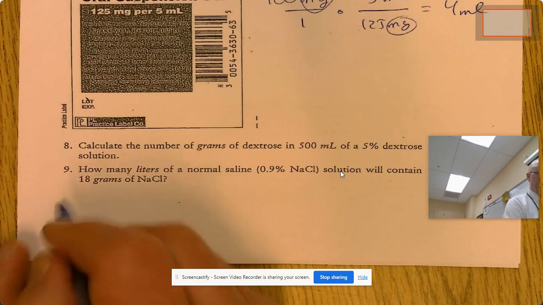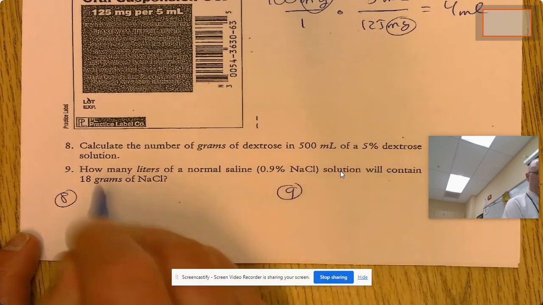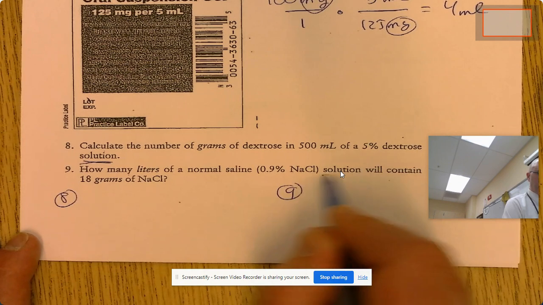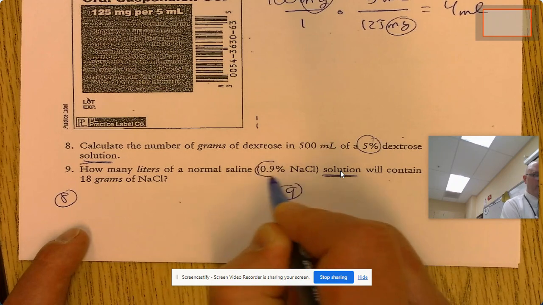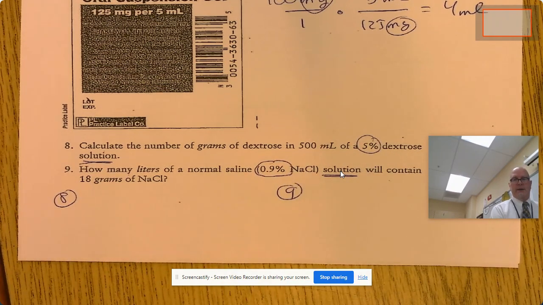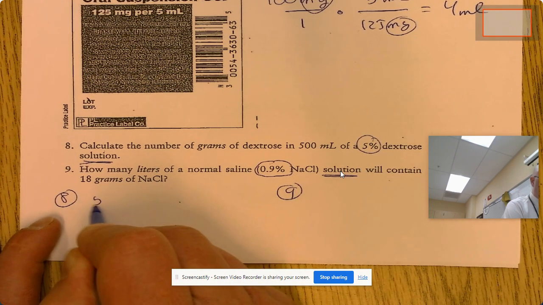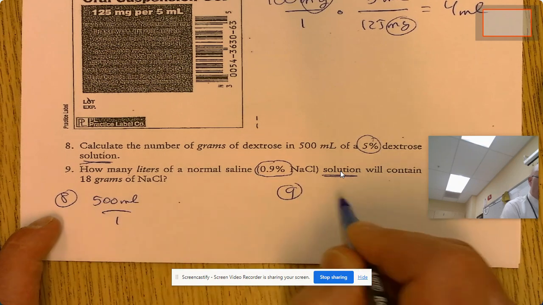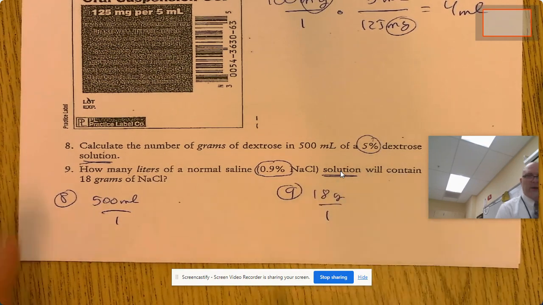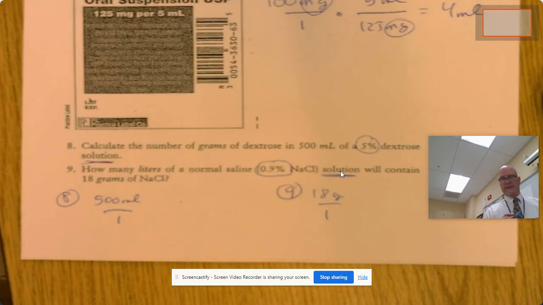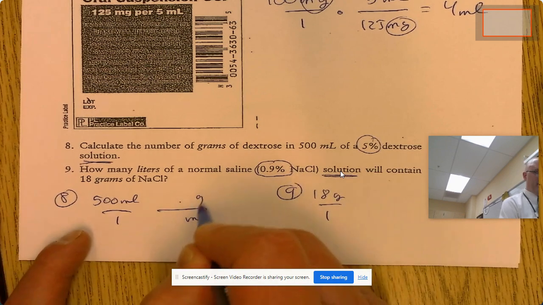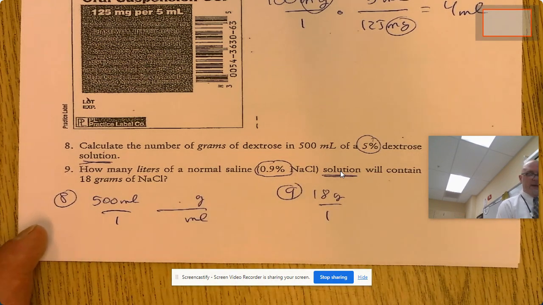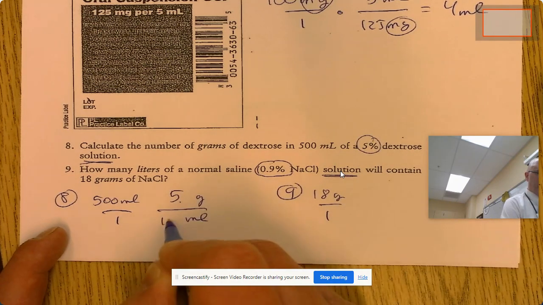Number 8 and number 9, our last two for this video. Number 8 and number 9 are all about solutions. Again, the solutions. So I have to start thinking. I have a 5% solution. I have a 0.9% sodium solution. Okay? So 500 mLs starts me off over 1, and 18 grams starts me off over 1. The math is not the hard part. It's the setup. If mLs are in the top, mLs need to be on the bottom, and grams need to be on the top. And it says 5%. So that's 5 over 100.